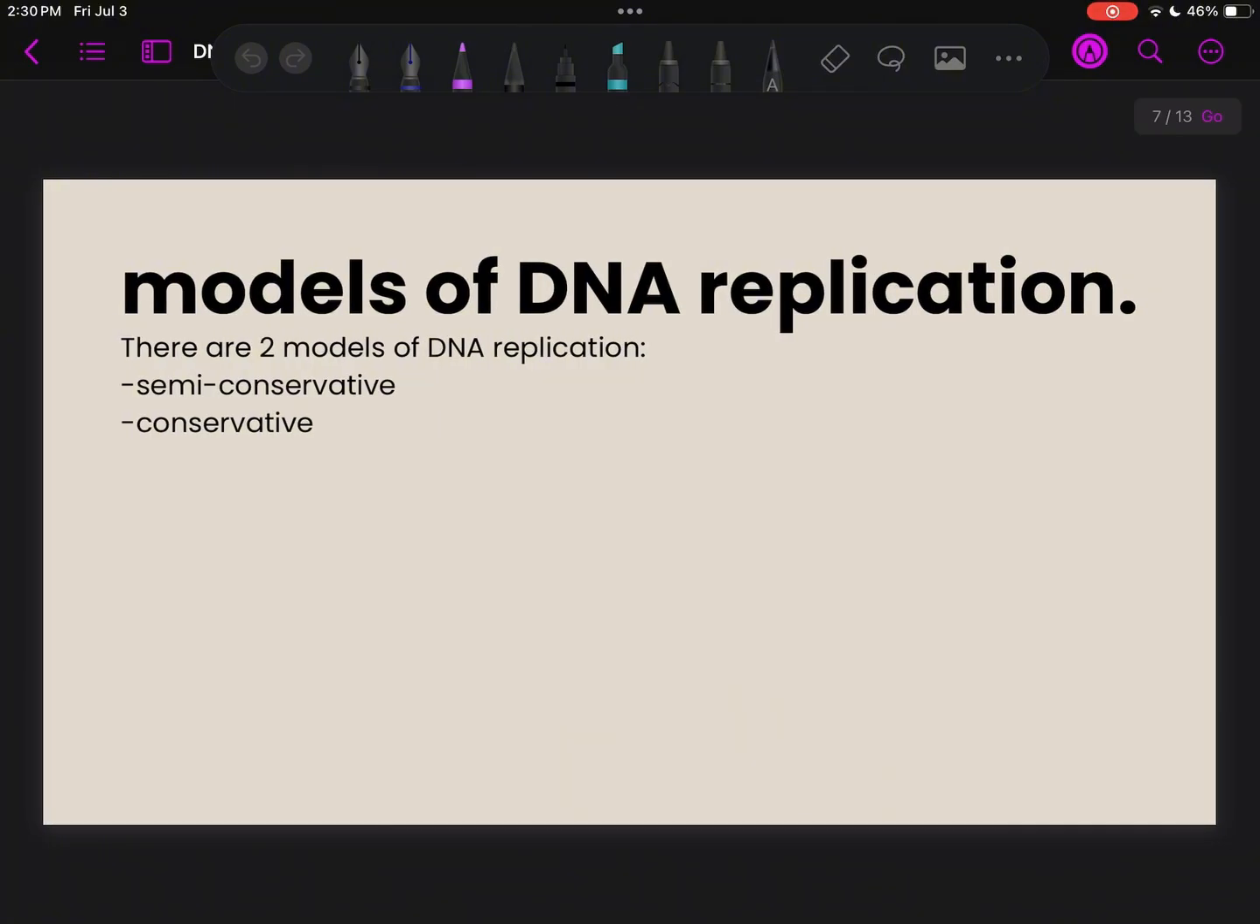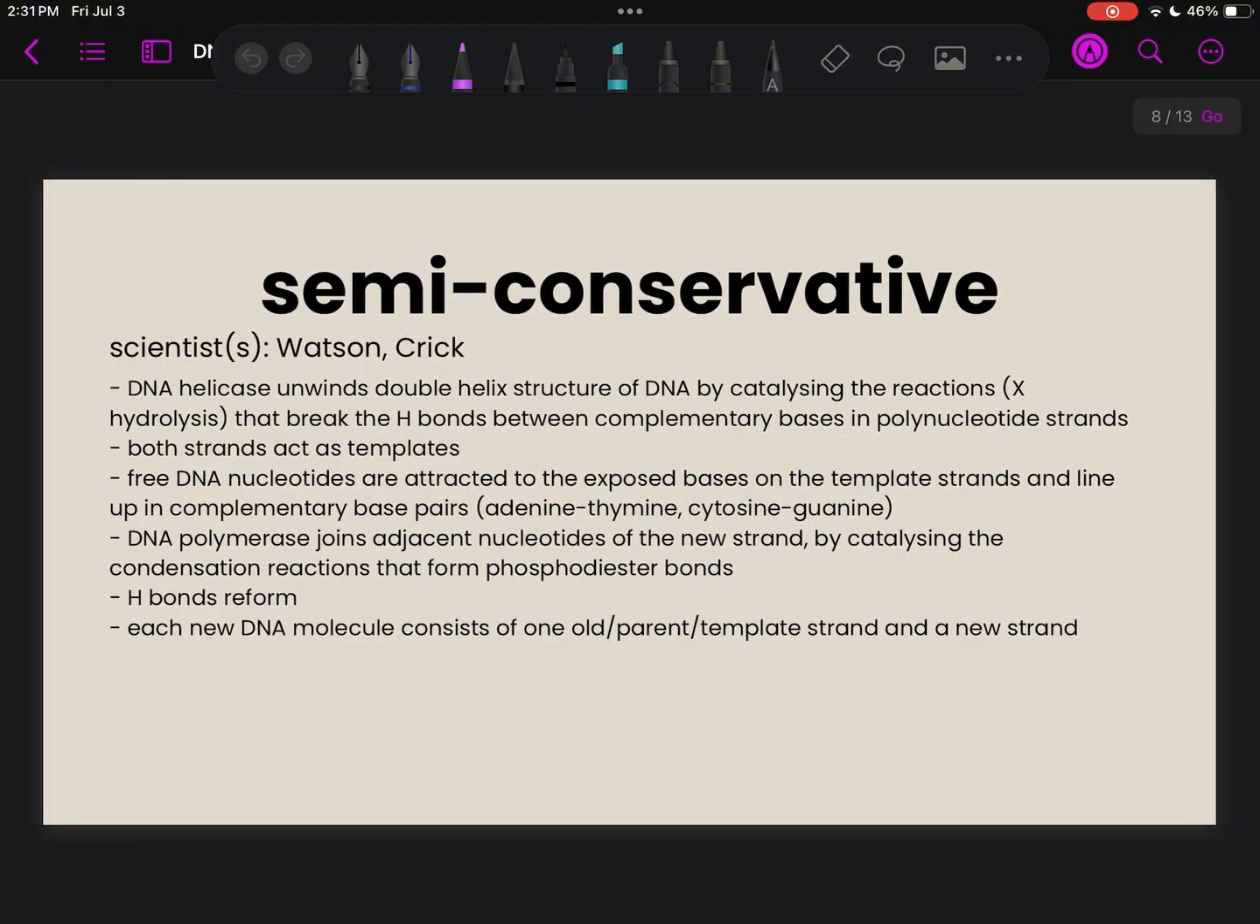There are two models of DNA replication you need to know at least, the semi-conservative model and the conservative model. They may introduce new models into the exam, but if you just consider the conservative model as an opposite model, you have an idea that there are other ideas that people had about DNA replication. So let's talk about the semi-conservative model.